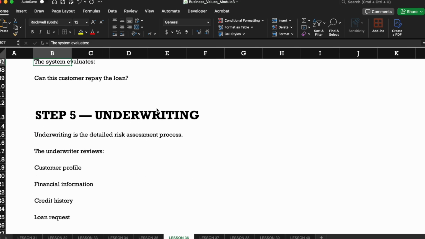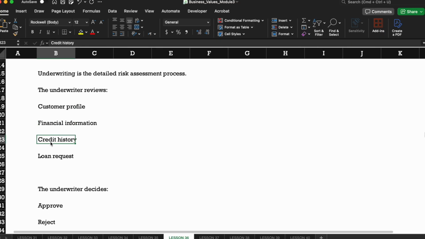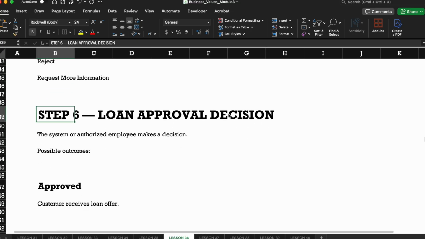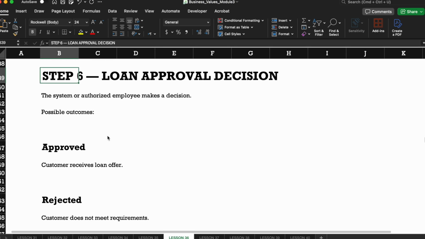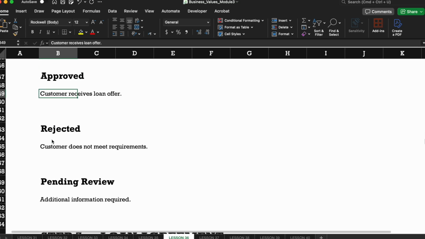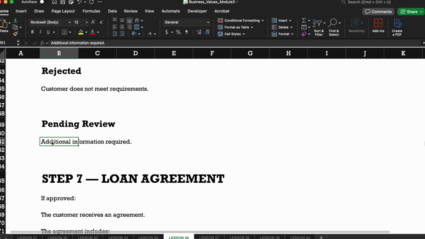Step number 5: underwriting. Underwriting is the detailed risk assessment process. The underwriter reviews the customer profile, financial information, credit history, and loan request. The underwriter decides to approve, reject, or request more information. Step number 6: loan approval decision. The system or an authorized employee makes a decision. Possible outcomes: approved, the customer receives a loan offer; rejected, the customer does not meet requirements; pending review, additional information required.